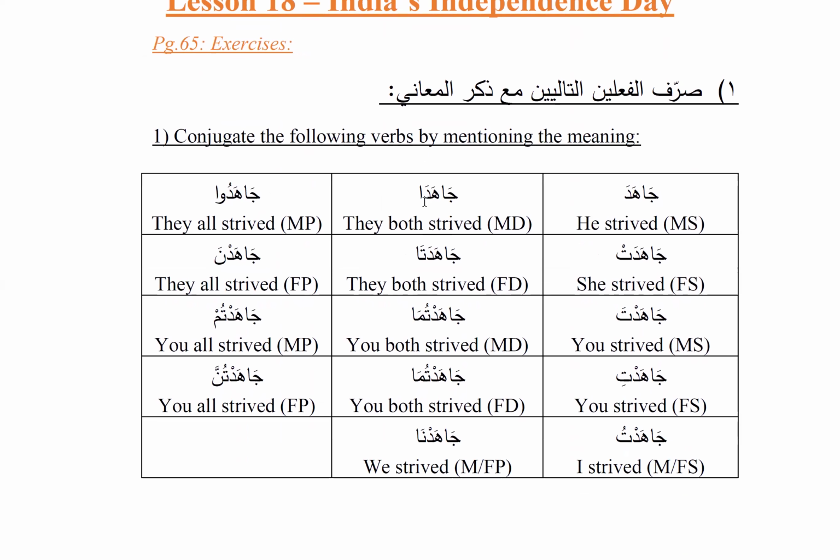So for jahada, it is jahada, jahada, jahadu, jahadat, jahadata, jahadna. So these six were the third person, Damirul Ghaib. First three were singular, dual, and plural for male, and the next three were singular, dual, and plural for female. Now coming to second person, jahatta, jahattuma, jahattum, jahatti, jahattuma, jahattunna. So this is again similar to that. Male first three, singular, dual, and plural, and likewise the female. And jahattu, jahadna. I strived and we strive for both male and female for singular and plural.